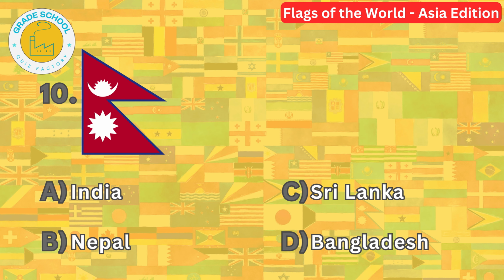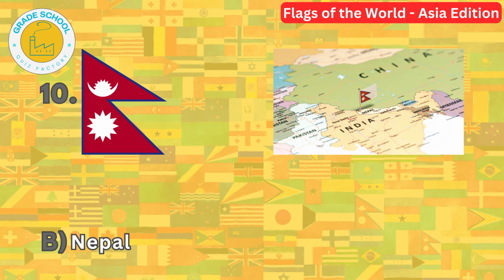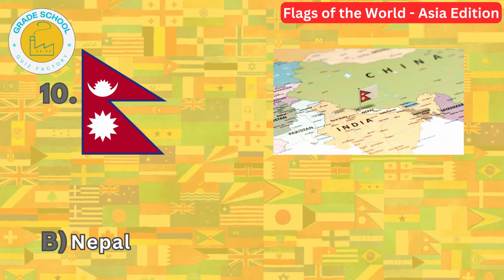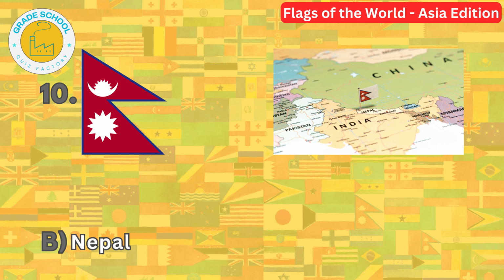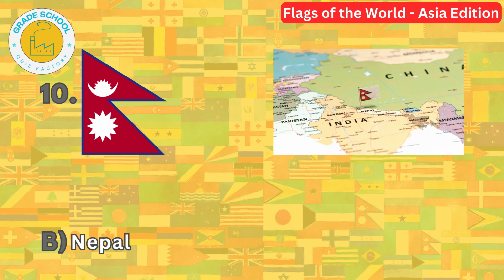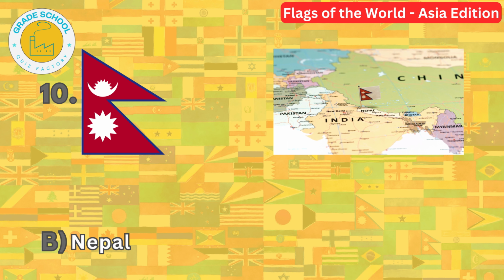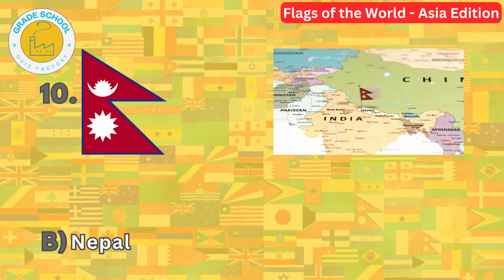Number 10. The correct answer is letter B. The flag of Nepal is the only national flag that is not rectangular or square. It consists of 2 red pennants with a blue border, each with a white emblem. The upper emblem is a crescent moon, and the lower one is a 12-pointed sun. The flag represents the Himalayan mountains, the Hindu and Buddhist religions, and the bravery of the Nepalese people.